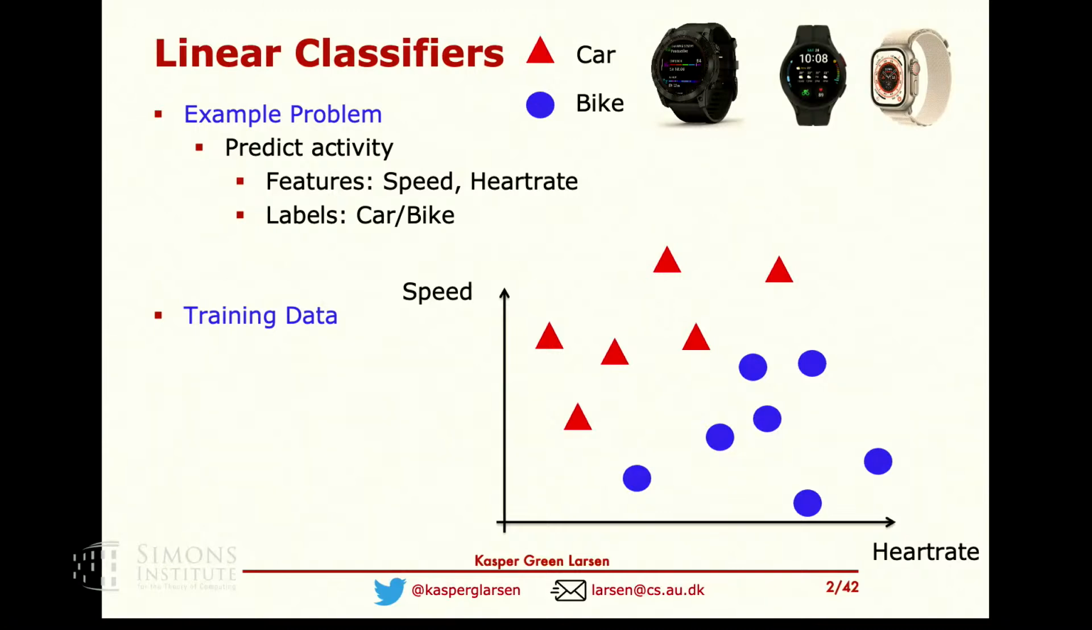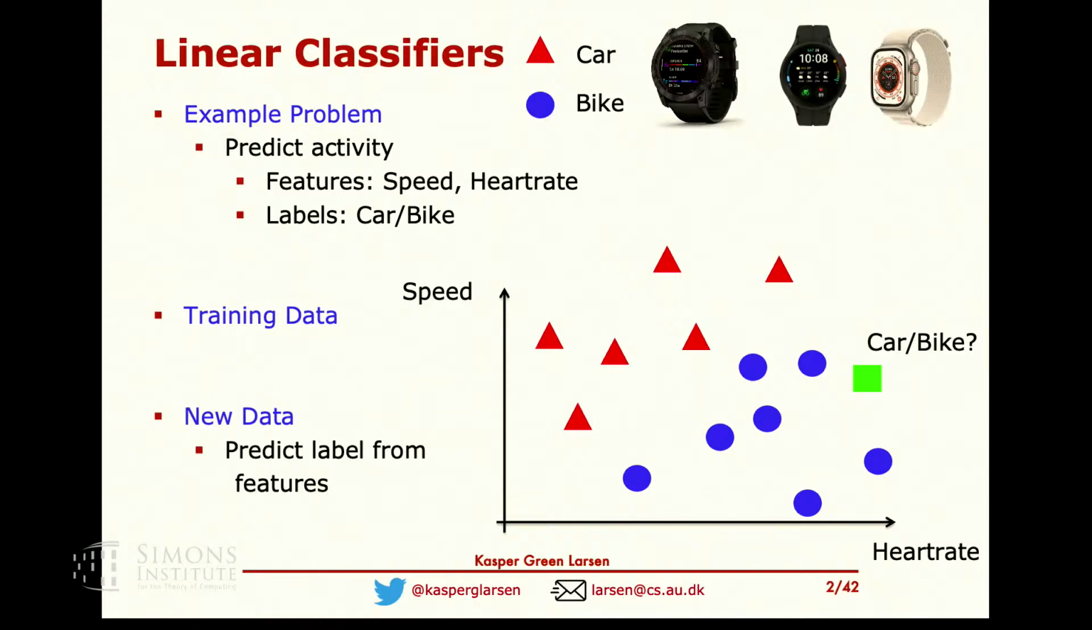The blue dots are people on their bikes, some training data that you collected, and the red triangles are people that are in their car. If your heart rate is high and your speed is low, maybe you're on a bike, or vice versa, right? If you're going very fast and you have a low heart rate, maybe you're in a car. This is maybe an idealized setting. You could have a very nervous driver with a high heart rate. But anyhow, this is what you would expect: low heart rate, high speed tend to be people in cars and vice versa.